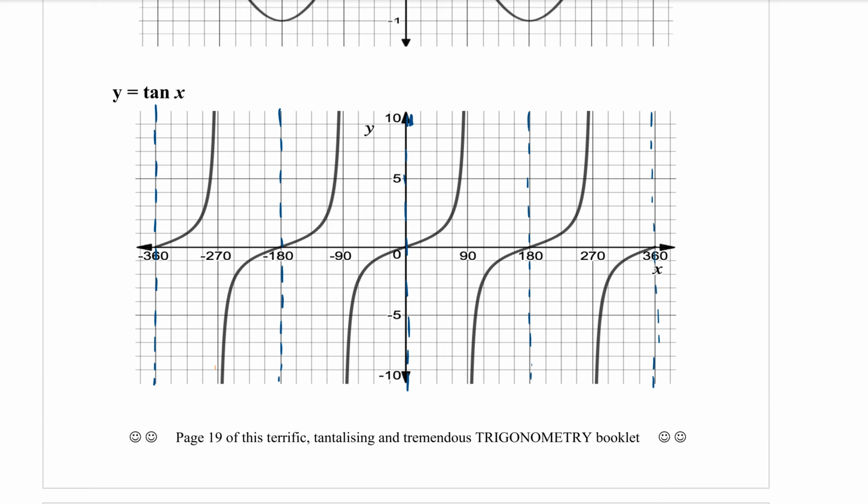Max, can you write that down, please? You should be doing this. Turn it off.